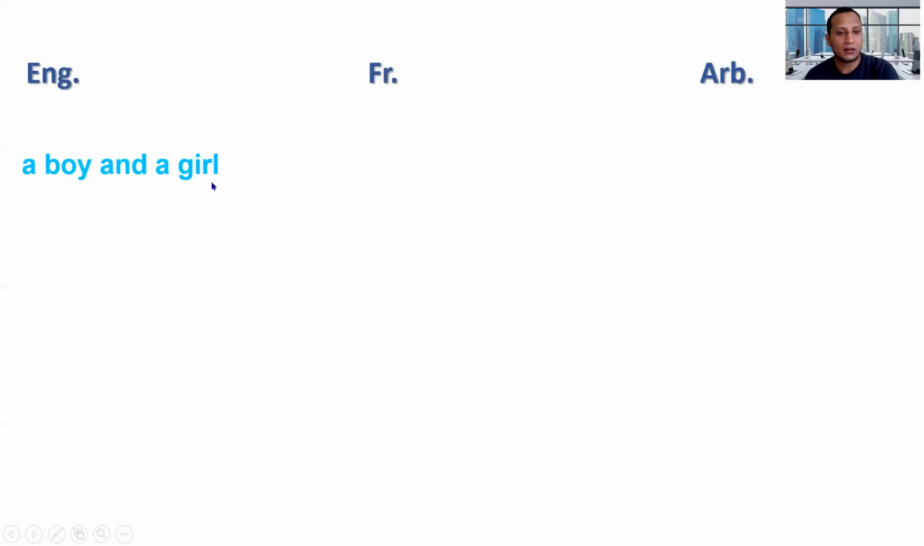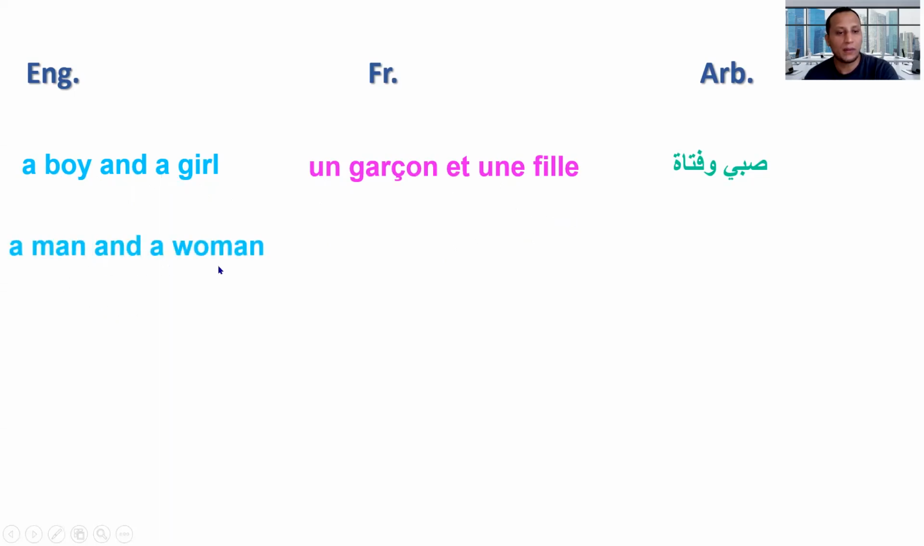A boy and a girl. Un garçon et une fille. In Arabic, صبي وفتاة. Here in this sentence, we use two indefinite articles, and we use the first. Boy is a masculine noun, and the girl is a feminine noun. That's why we used un with masculine noun and une for feminine noun. A man and a woman. Again, we have a masculine and a feminine with indefinite articles. Un homme et une femme. Femme, a woman. Homme, a man.